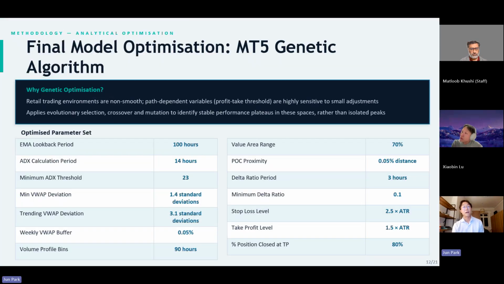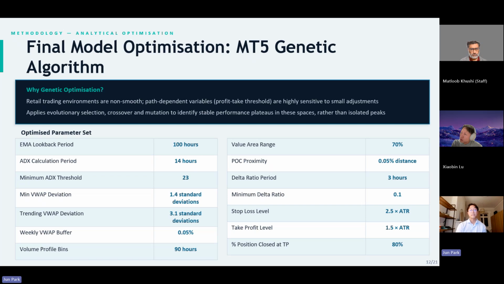Final calibration of the execution parameters is handled through MT5's genetic optimization engine. Variables like partial profit take thresholds are highly path dependent, so small adjustments cascade in non-linear ways. And now, while Bayesian optimization can get trapped in those local optima on the non-smooth surfaces, genetic algorithms maintain a diverse population of candidate parameters and then apply things like crossover and mutation to discover some more robust operational plateaus.